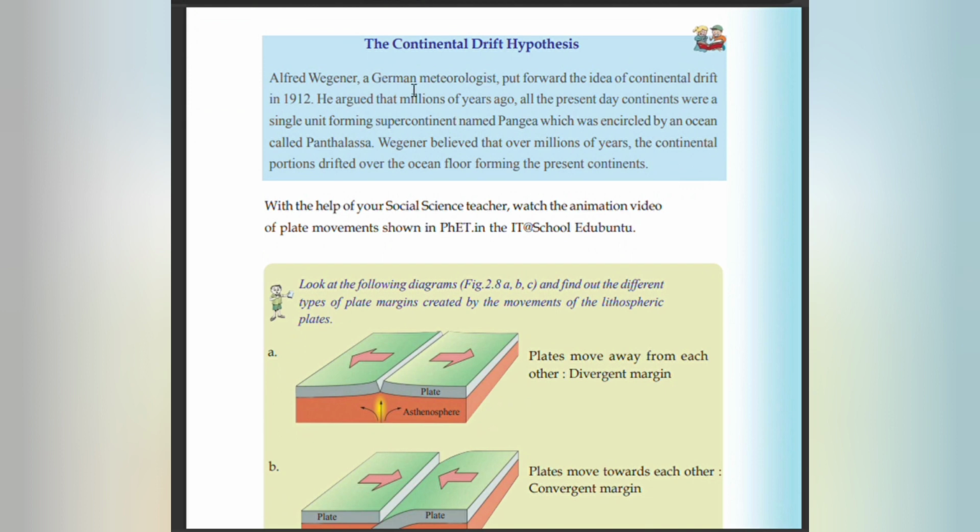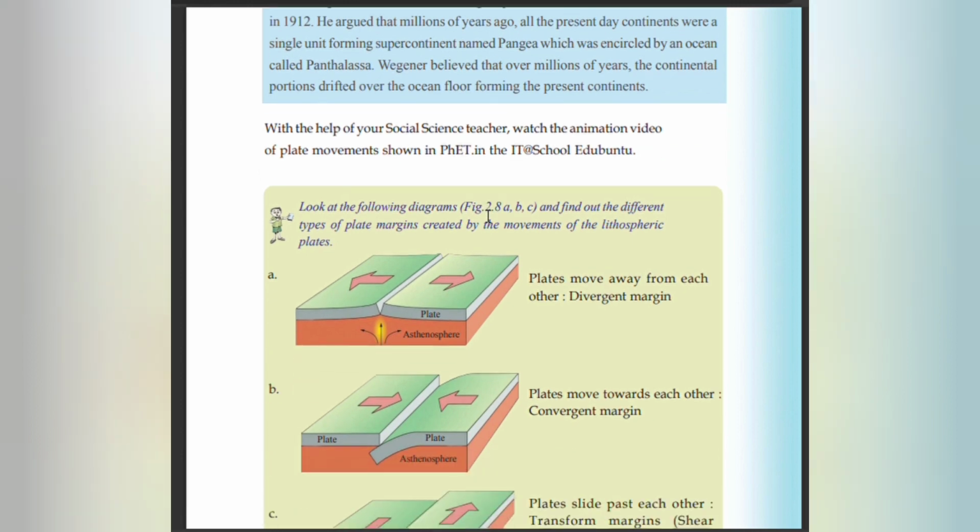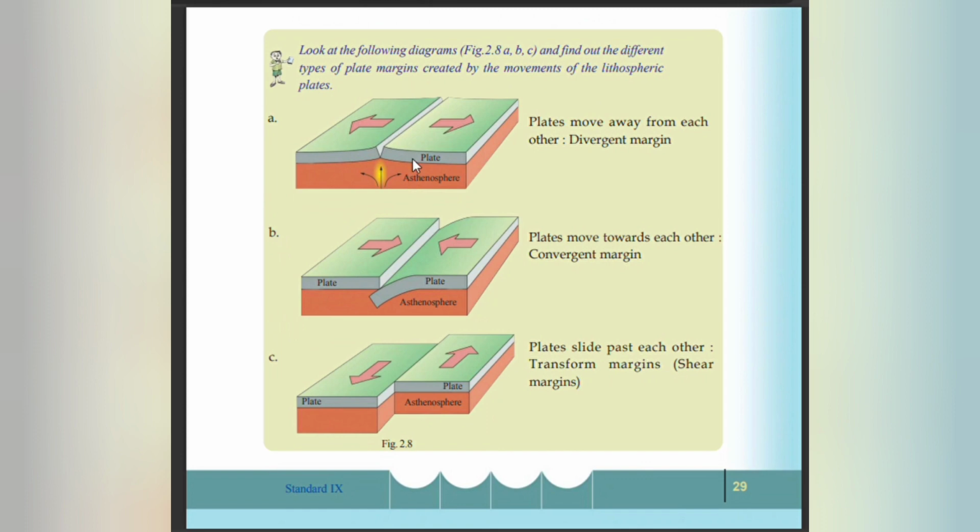The continental drift hypothesis. Alfred Wegener, a German meteorologist, put forward the idea of continental drift in 1912. He argued that millions of years ago, all the present-day continents were a single unit forming a supercontinent named Pangaea, which was encircled by an ocean called Panthalassa. Wegener believed that over millions of years, the continental portions drifted over the ocean floor, forming the present continents. With the help of your social science teacher, watch the animation video.